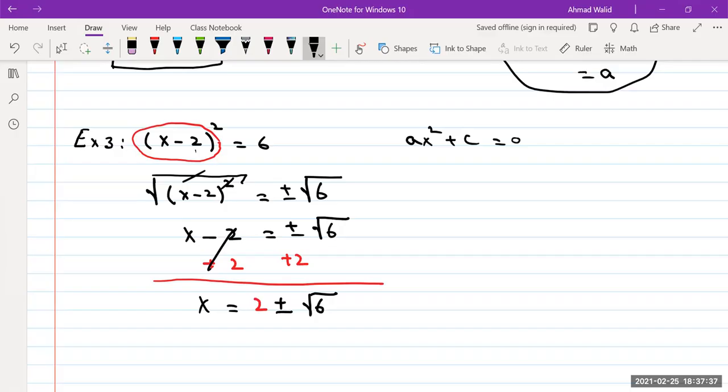Correct? These were two methods to solve quadratic equations. There are two other methods. The third one is using completing the square to solve a quadratic, which is a long method. I will discuss it for you in the next lecture, in the second part of this video. And the fourth one is using the quadratic formula, which most of the students like, as long as they remember the formula. You can solve quadratic equations.